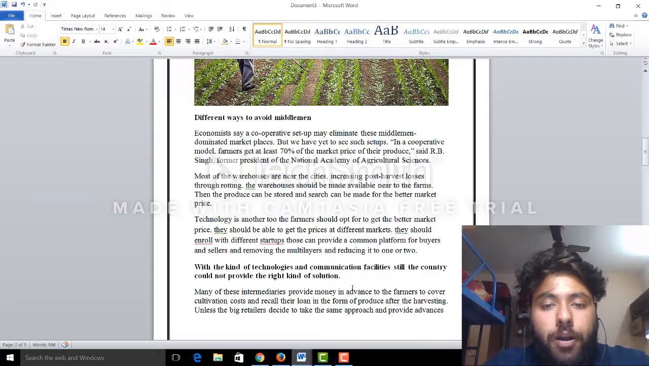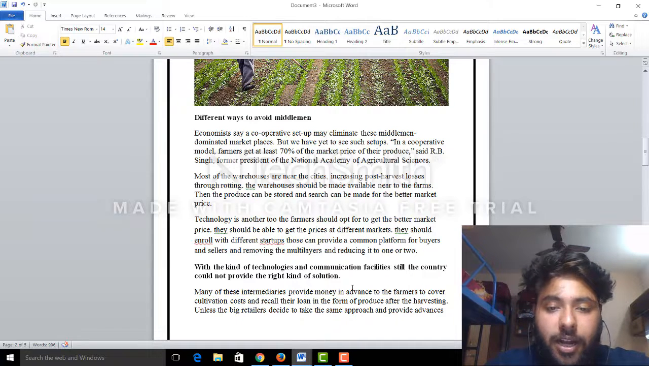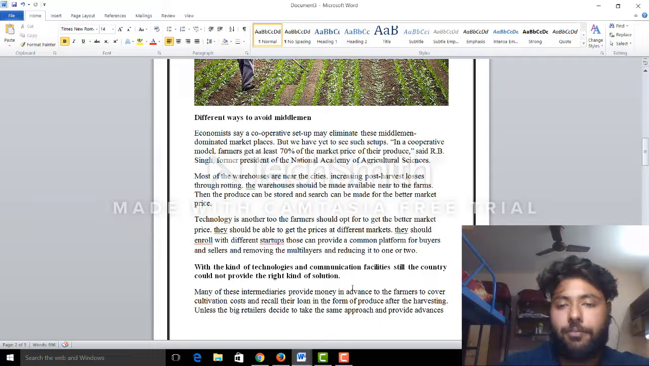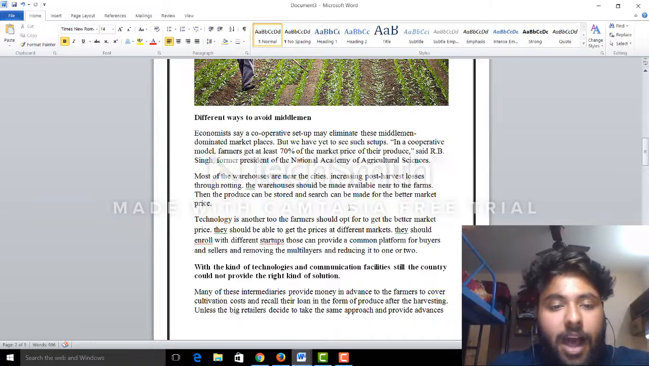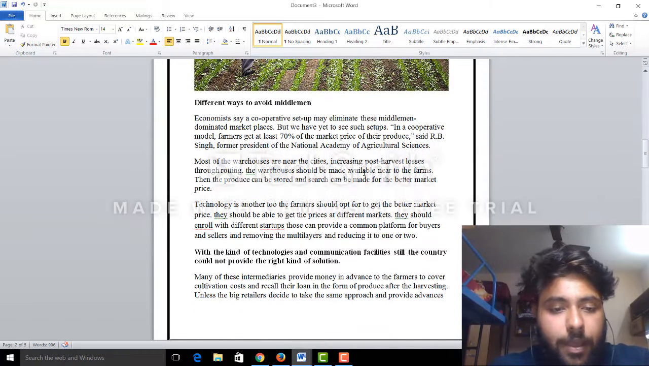Economists say that a cooperative setup may eliminate these middlemen-dominated marketplaces. But we have yet to see such setups. In a cooperative model, farmers get at least 70% of the market price of their products, said R.B. Singh, former president of the National Academy of Agricultural Science.